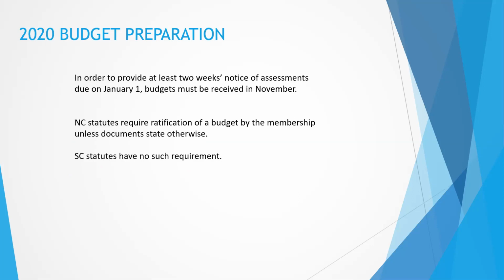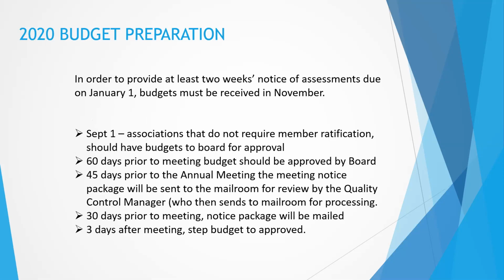North Carolina statutes require ratification of a budget by the membership unless the documents state otherwise, but South Carolina doesn't have that requirement. So in the process you'll be emailed, you'll see it states if ratification is required or if only board approval is necessary. One of the main reasons we try to specify the difference there is the difference in statute requirements. It is always necessary, as we say consistently, to look at the association documents too. Don't just go by the statute.